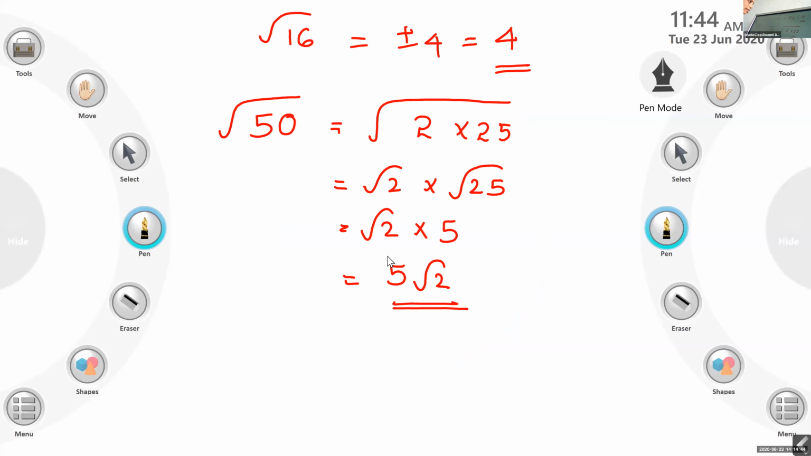Okay, so this was the question. Can you see the board now? Yes, ma'am. Root 50, you are writing as 2 into 25, and make the root separate, root 2 into root 25, because it is multiplication, you can make it separate. Root 2 you write like that itself as a radical, then root 25, you know the value, it is 5. So it is 5 root 2.